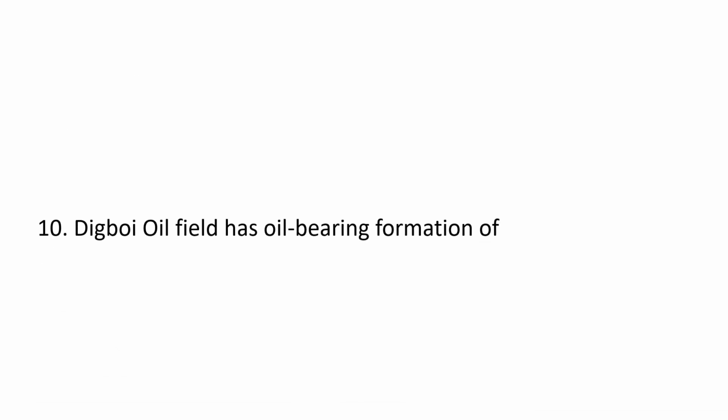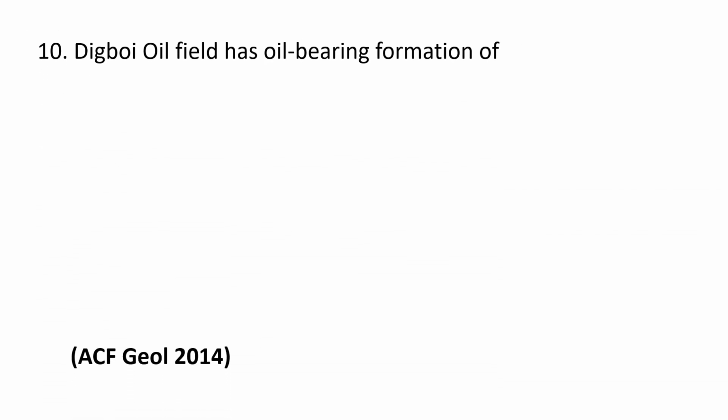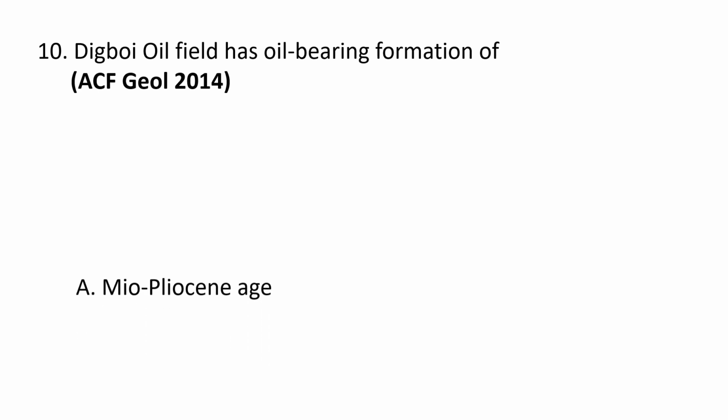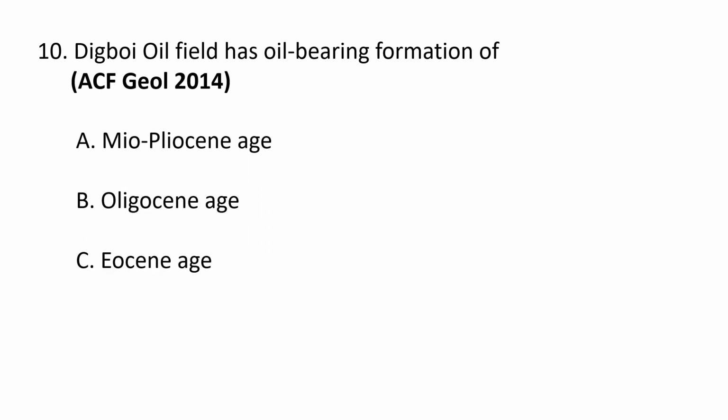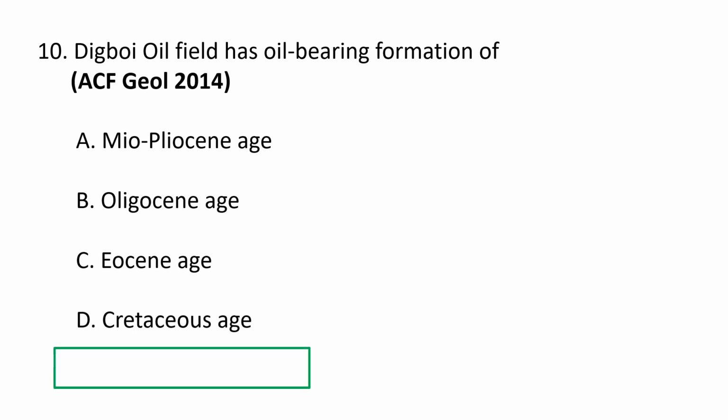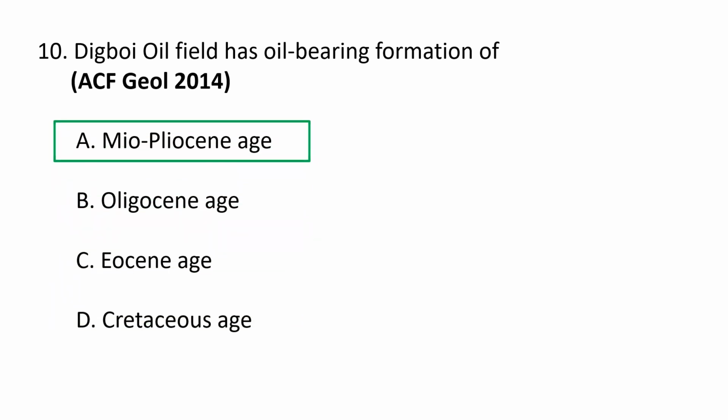Next question. Digboi oil field has oil bearing formation of A, Miocene age, B, Oligocene age, C, Eocene age, and D, Cretaceous age. Digboi oil field has oil bearing formation of Miocene age. In the Digboi and Naharkatiya oil fields, oil occurs in Tipam sandstone and Girujan clay formations, which overlie the Naga thrust. So A is the correct option.